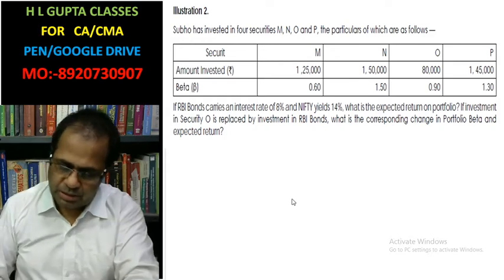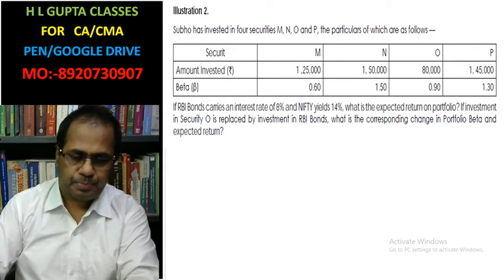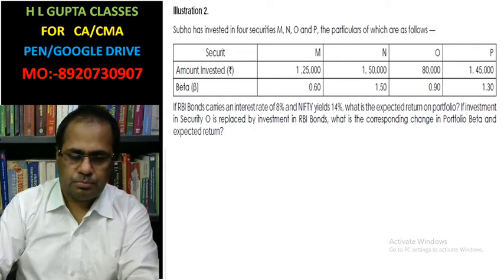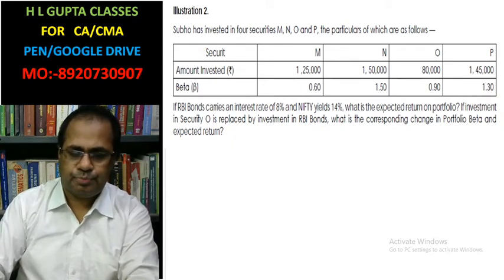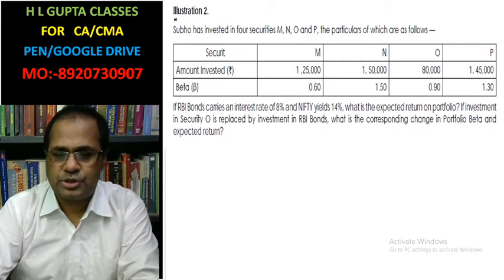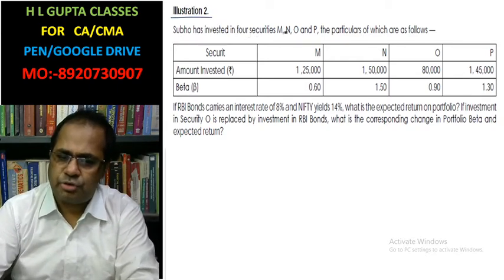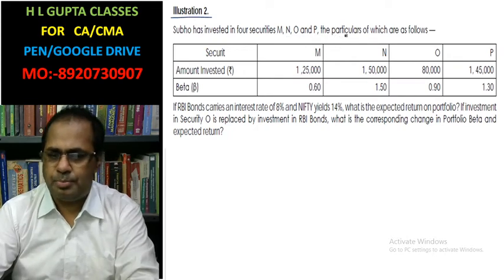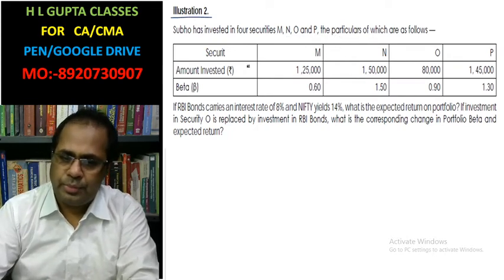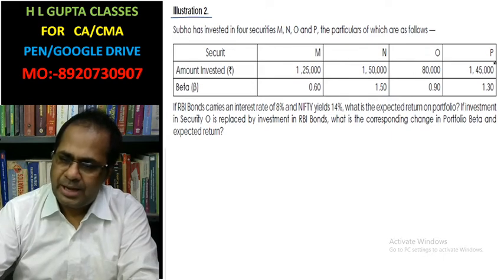Okay, please read the questions here. Illustration number 2. Shubham has invested in 4 securities M, N, O, P, particulars are given below. The amount invested is 1,25,000 in M, 1,50,000 in N, 1,80,000 in O, and 1,45,000 in P.